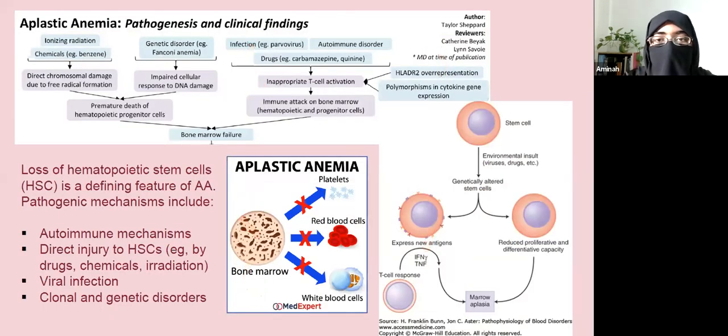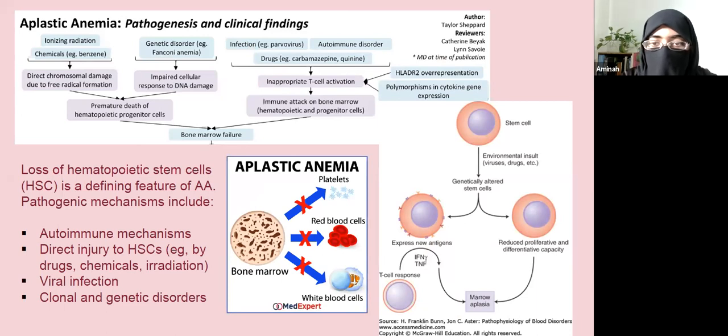Okay, moving on to the pathogenesis. So the primary defect in aplastic anemia is caused by a loss of hematopoietic stem cells. As mentioned in the introduction, aplastic anemia is usually due to acquired causes, and in this case, the pathogenesis is immune mediated.